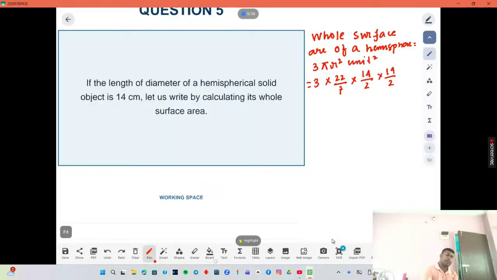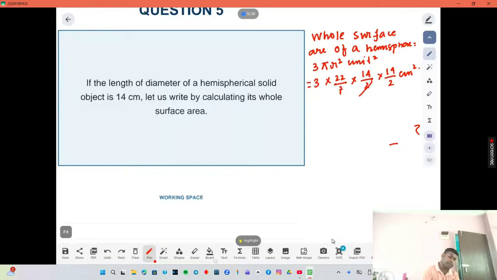Here you can see that I have written 14/2. So why have I written 14/2? Because in the question the diameter of the hemispherical solid sphere is given, and in order to find the radius we have to divide the diameter by 2. So I have written 14/2 into 14/2, and the unit will be centimeter square.